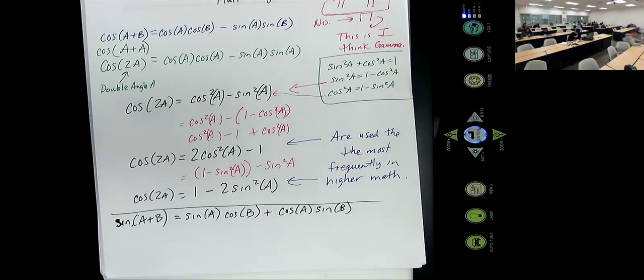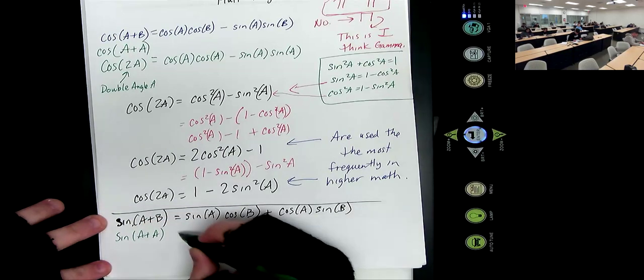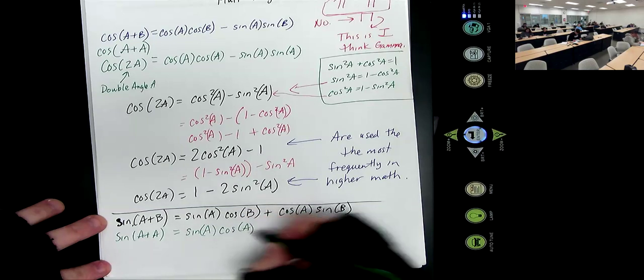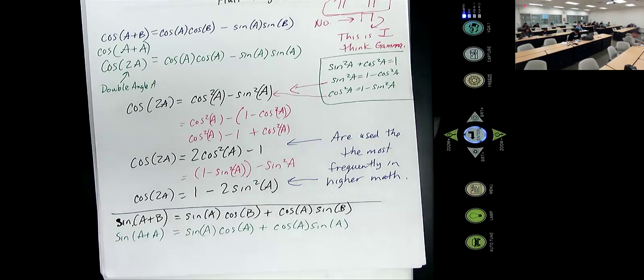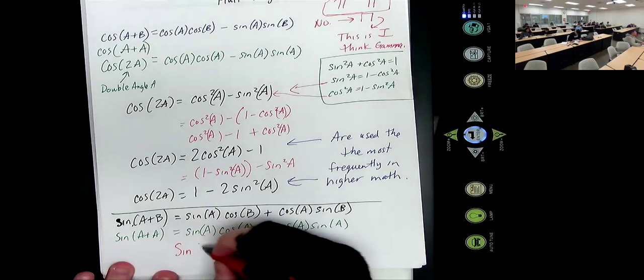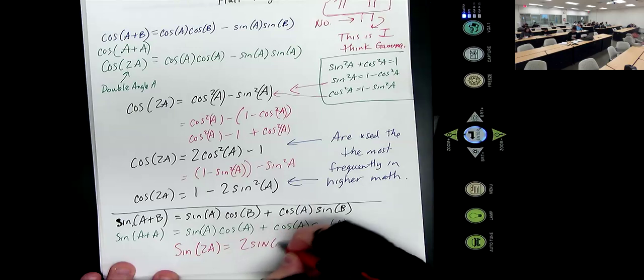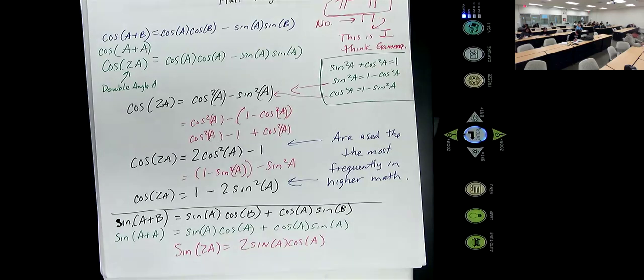So if I want to do sine of A plus A, I have sine A cosine A plus cosine A sine A. And that leads us to one of the more important ones, sine of 2A is 2 sine A cosine A. Or theta, sine of 2 theta is 2 sine theta cosine theta.